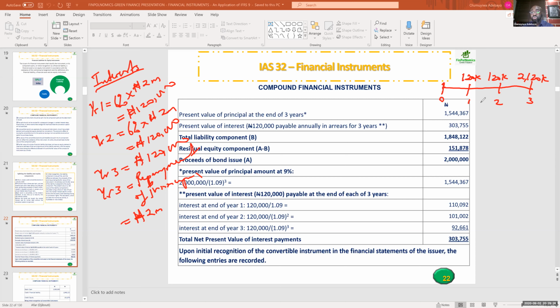Therefore, what do we do? We are required to discount this back to year zero once, discount this back to year zero twice, and discount this back to year zero 3 times. And that is the principle that we require, so that at the end of the day, you say you have your years, year one, year two, and year three. You have your cash flows.